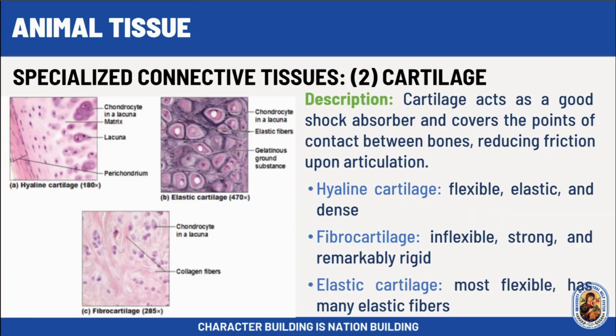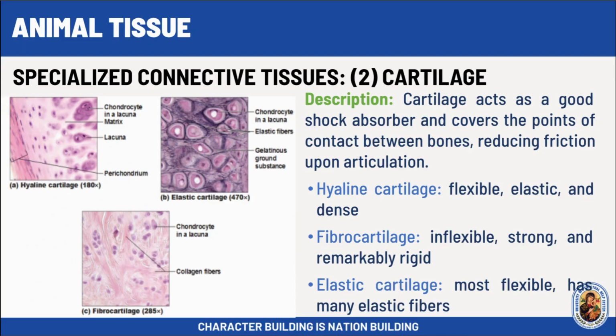Next, we have what we call the cartilage. The cartilage acts as a shock absorber between points of contact between the bones. It reduces friction, tsaka para hindi siya magkikiskisan. So, it reduces friction and avoids the bones from being destroyed.